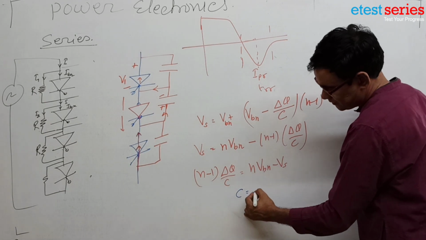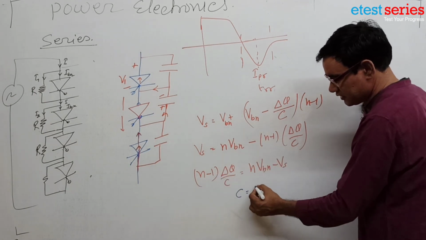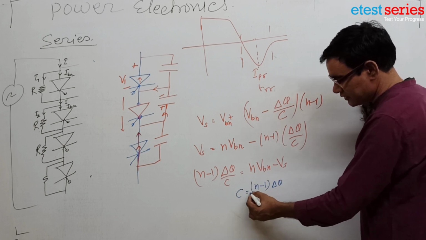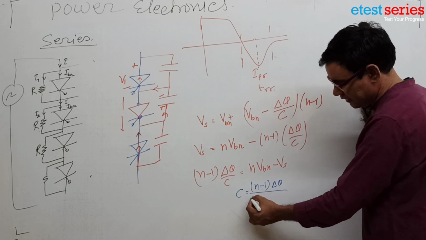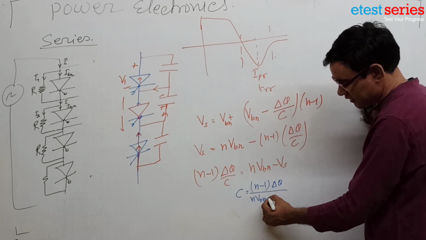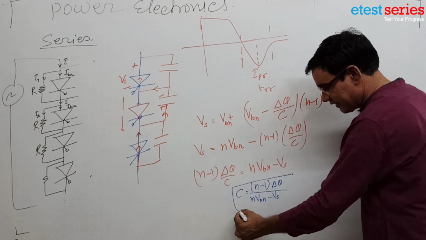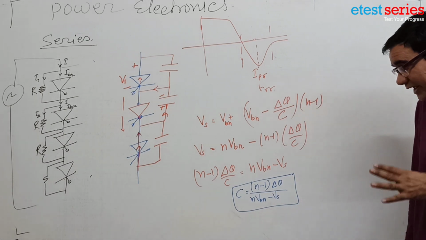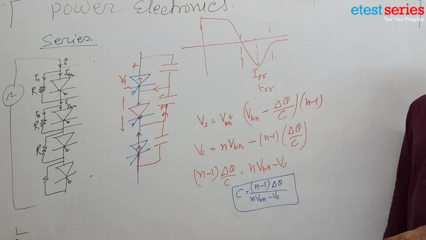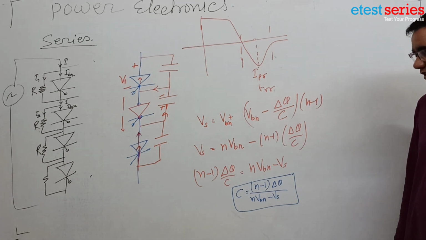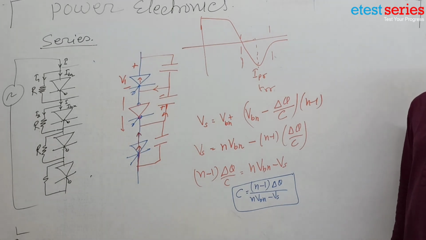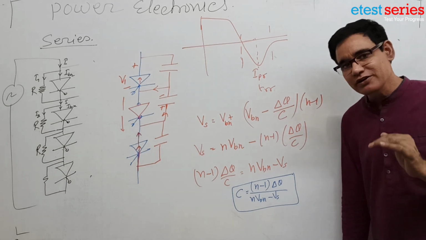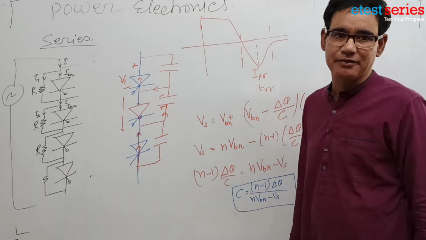C is equal to (n minus 1) delta Q, where delta Q is the reverse recovery charge, divided by (nVBN minus Vs). This is the way we can easily find out the value of a capacitor which is to be connected in parallel with the SCR to avoid damage when the reverse recovery or transient phenomena take place.